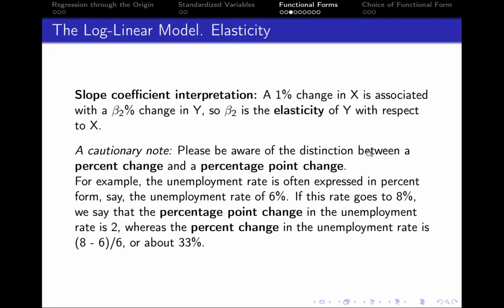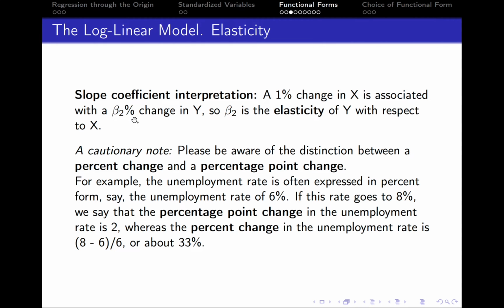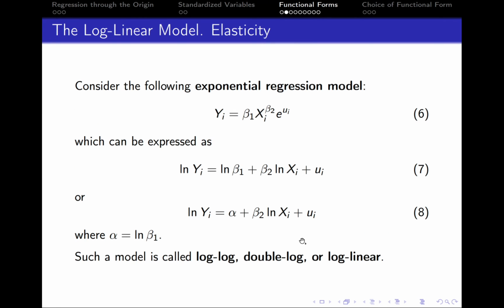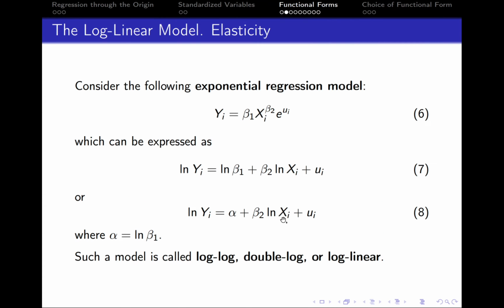When it comes to the slope coefficient interpretation, it is the following. So a 1% change in x is associated with a beta 2% change in y. Right, so when x increases by 1%, y changes by beta 2%. Because of that, we can say that beta 2 is the elasticity of y with respect to x. So this brings us back to the definition of elasticity, right? So when one variable changes by this many percent, the dependent variable changes by this many percent. So in case of this expression, when x increases by 1%, y changes by beta 2%.